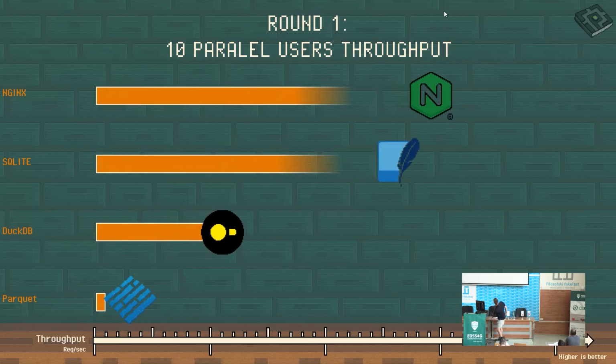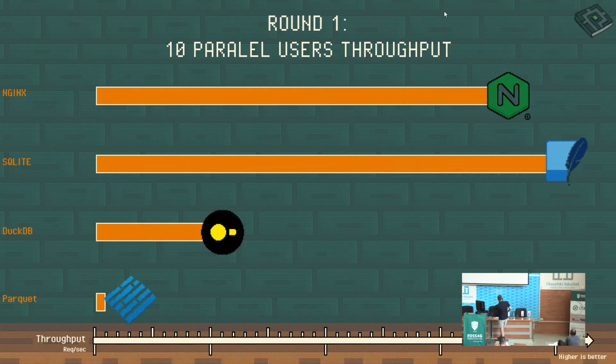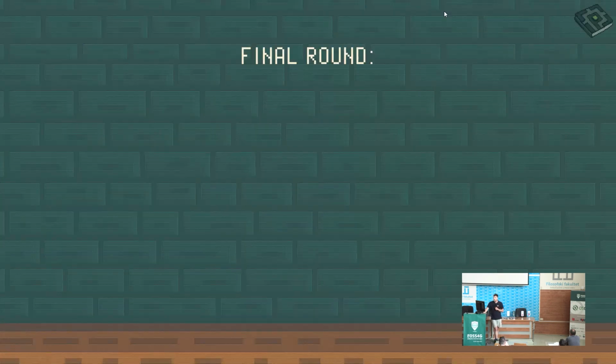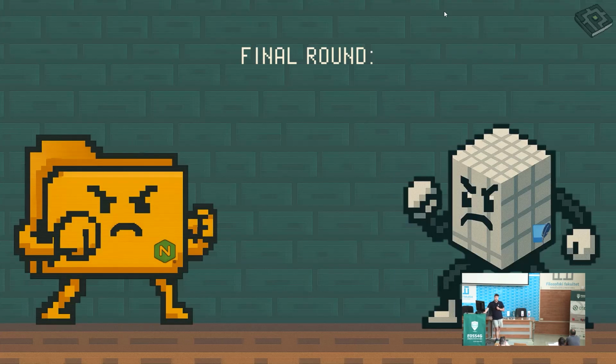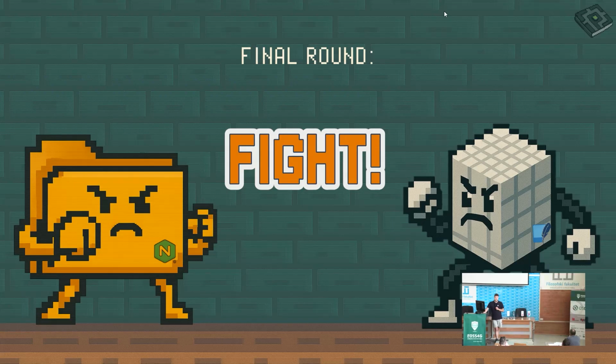Whoa. And yeah, unfortunately, DuckDB and Parquet didn't even compete as well as we hoped for. And the old technology of SQLite showed us that there is quite a good performance. So we got 408 requests per second throughput. Then I think it's obvious we can eliminate these two solutions and go to round two, the final round, where Nginx and SQLite fight.